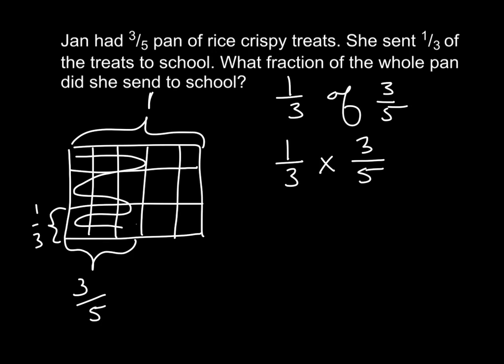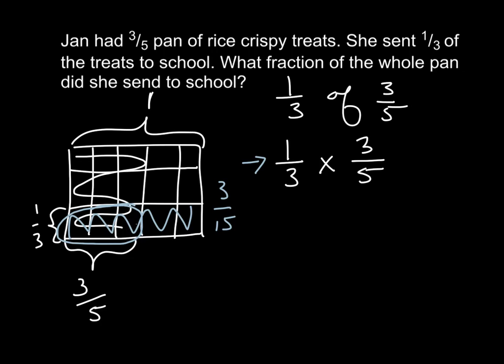And now I can see that the part that has both the white line and the blue line is the part she sent to school. And so that's 3 parts out of a total of 15 parts. So my answer should be 3/15.